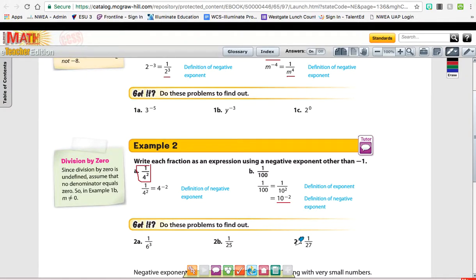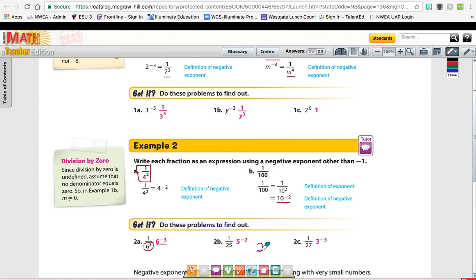See if you can do 2A, B, and C on your own by pressing pause and working them out on your sheet, and then press play to check your answers. For 2A, the only reason 6 to the third power is in the denominator is because it started off as 6 to the negative third power. So negative exponents don't want to be negative, so they move either to the denominator or to the numerator, and they become positive.